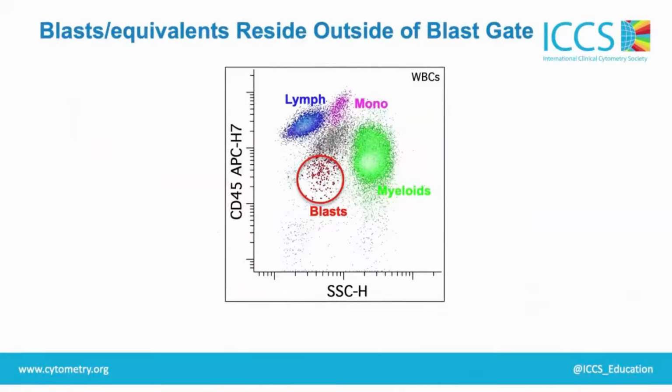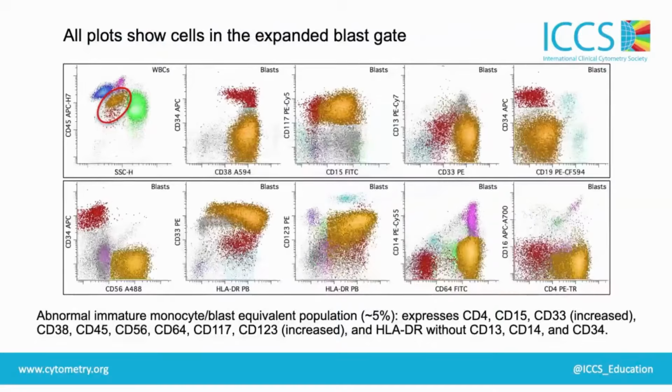Let's go back to the CD45 versus size scatter plot to check the blast gate. Outside of the blast gate, there is an uncolored population in the yellow circle with intermediate CD45 and size scatter. These are not lymphocytes, mature monocytes, or maturing myeloid cells. Let's expand the blast gate to include this population. Now all plots show cells in the expanded blast gate.